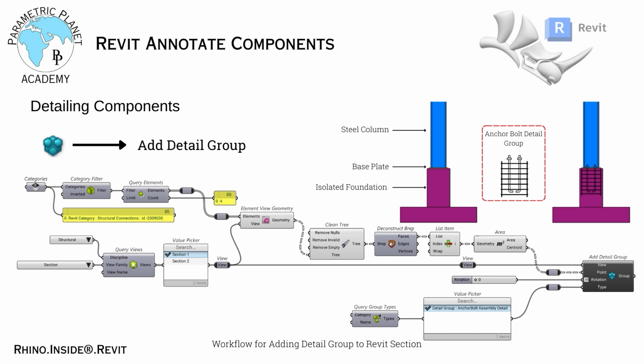the column and foundation. But first, let's review the DirectShape elements in Revit and the detail group we have already set up. If you missed the lesson on creating DirectShape elements, I recommend checking it out first to see how we set up these column and foundation components.